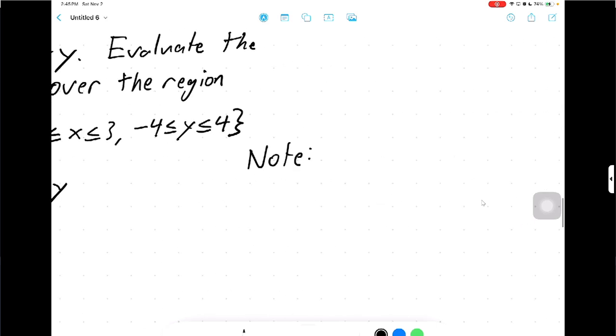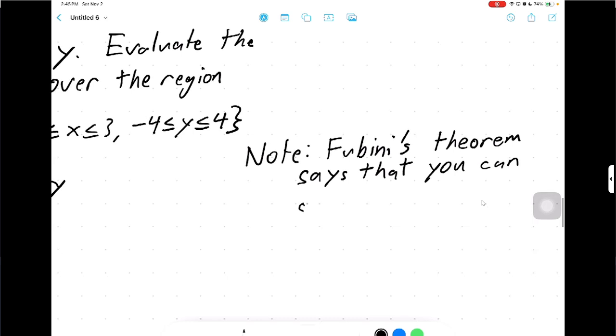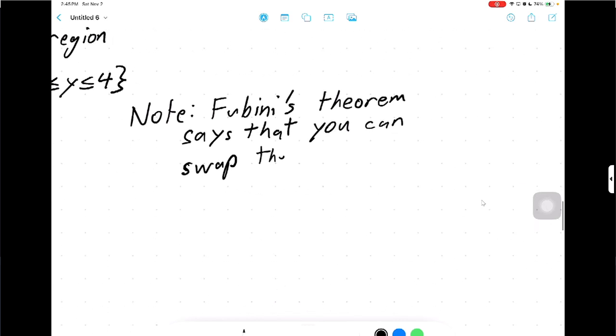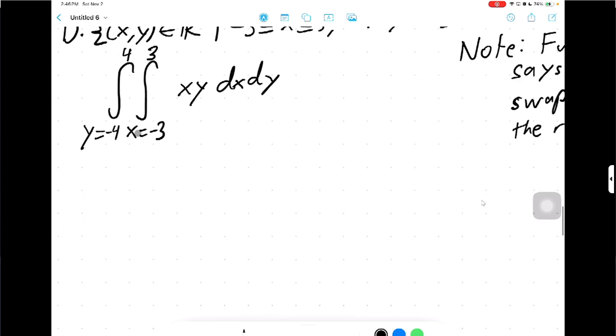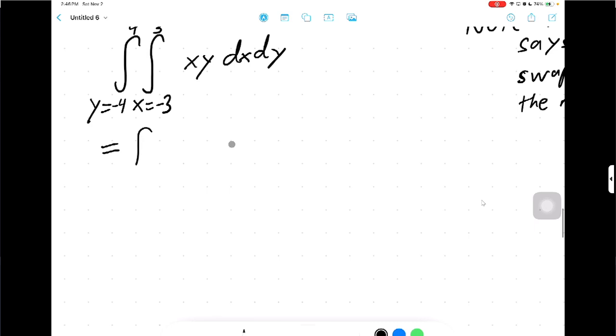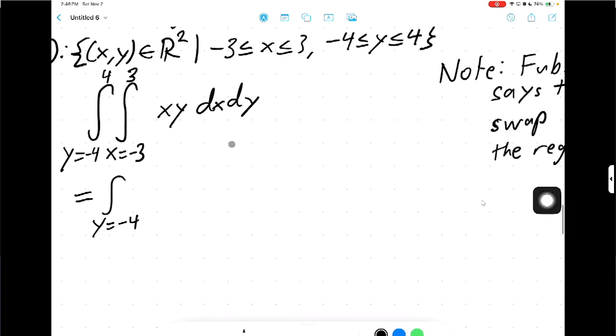Note here, Fubini's theorem says that you can swap integrals if the region is rectangular. In this context it means the order really doesn't matter. You could have done this, or you could have done the y first, it doesn't really matter. And then you just evaluate the innermost integral first, and then work your way outwards.